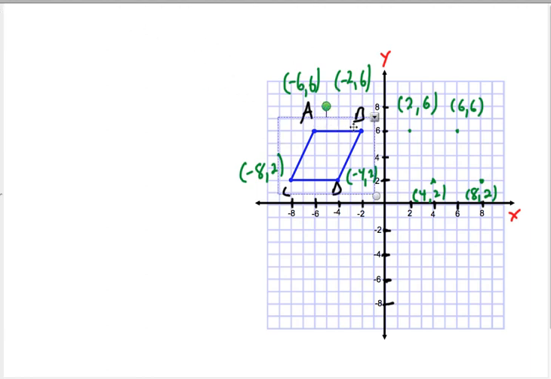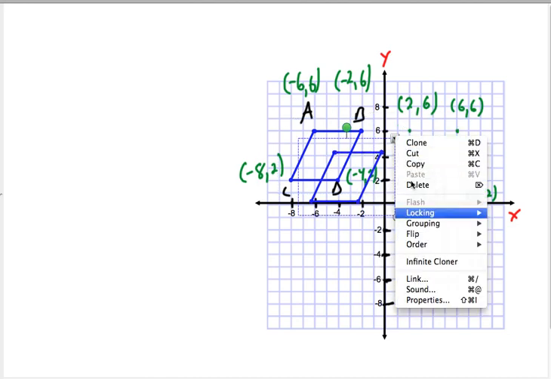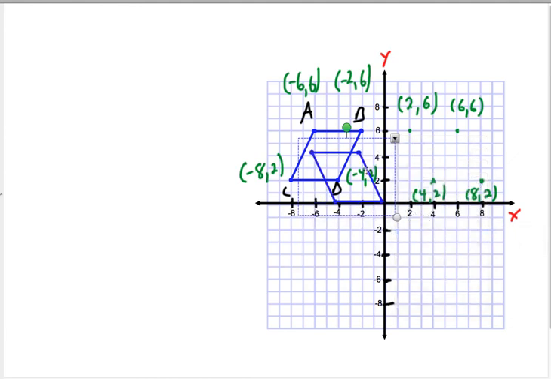Now just to see if we made the right points on the reflection, let's just double check it. So we'll clone that, let's flip it left and right, and let's slide it over. Sure enough, those are the correct points.